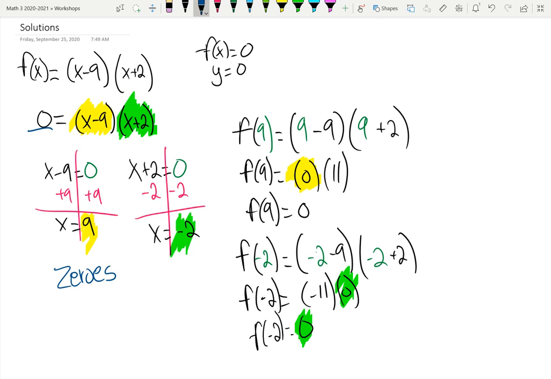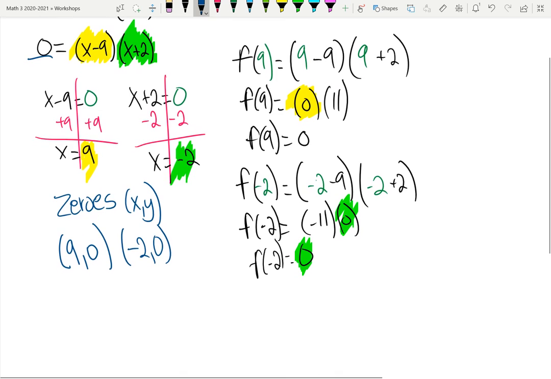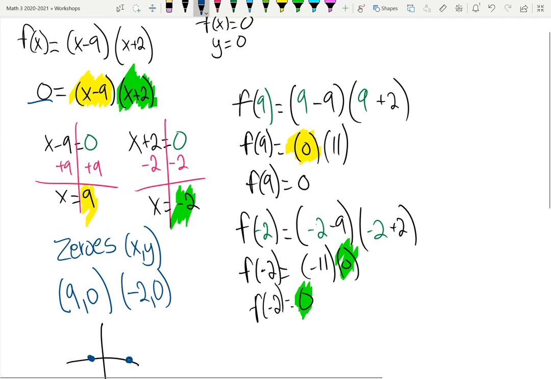And also, if I represent these solutions as a coordinate point, as an x, y, it reveals that 9, okay, what's the answer when I plug in 9? 0. What's the answer when I plug in negative 2? 0. If I just visualize using a graph, 9 to the right, 0 up and down, negative 2 to the left, 0 up and down. Notice how these are both x-intercepts. This is why factored form is phenomenal for identifying x-intercepts.